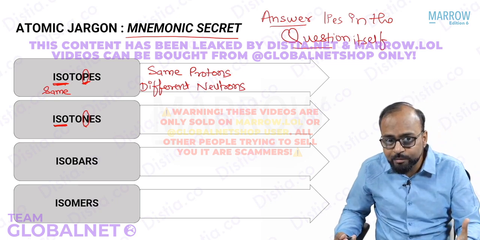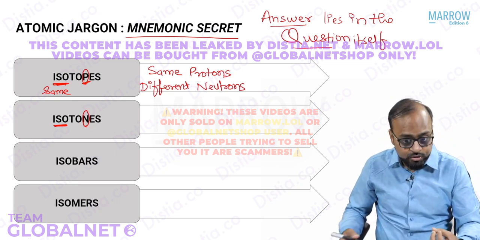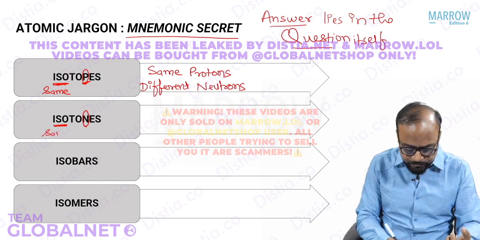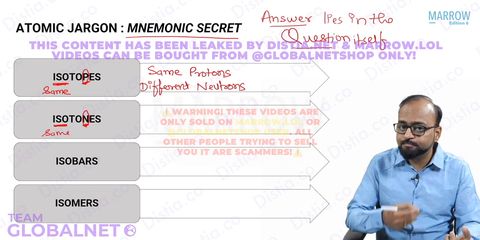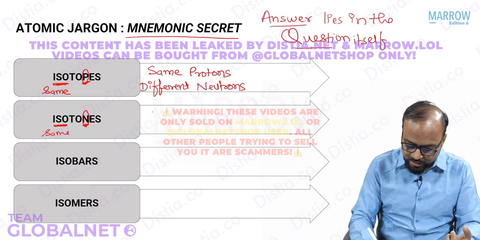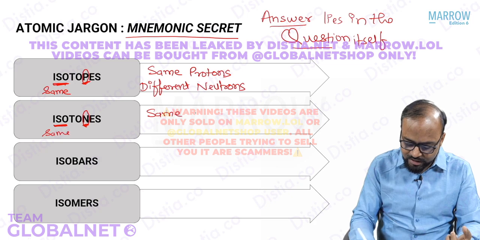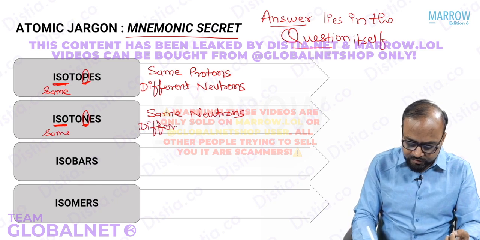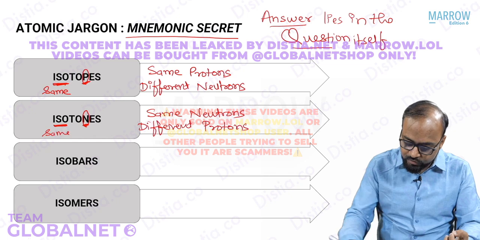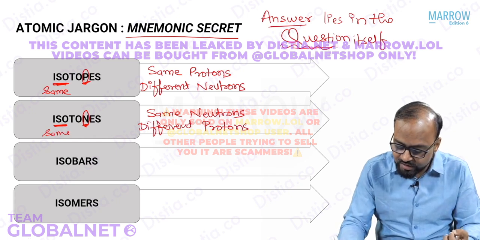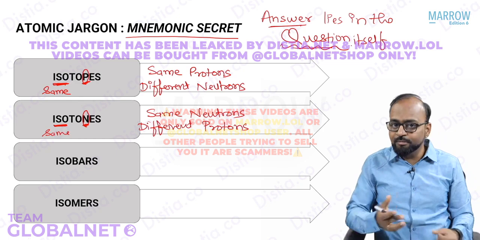Now similarly, can you tell me what are isotones? Iso means same. N now stands for neutrons. So what are isotones? Isotones are those that have the same number of neutrons, but they have different number of protons, isn't it? So can you believe now the answer lies where? The answer lies within the question itself, the term in front of you.